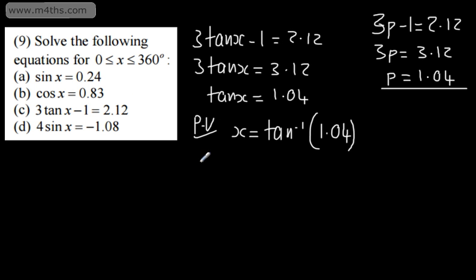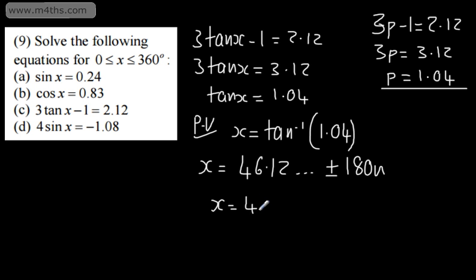So x is equal to 46.12 blah blah blah blah, plus or minus multiples of 180 degrees. Remember, for tan, we're just adding and subtracting 180. So to 1 dp, remember we're in the interval from 0 to 360. So x is going to be equal to 46.1. That's going to give me 226.1. And again, if I add any more multiples of 180, that will take me outside the interval. So 2 solutions in that interval.